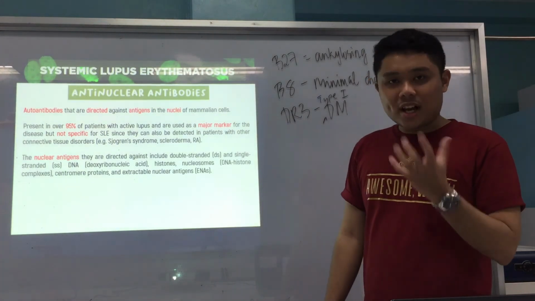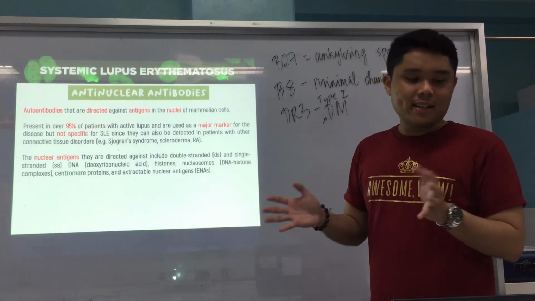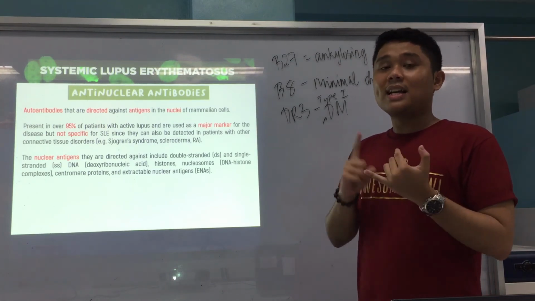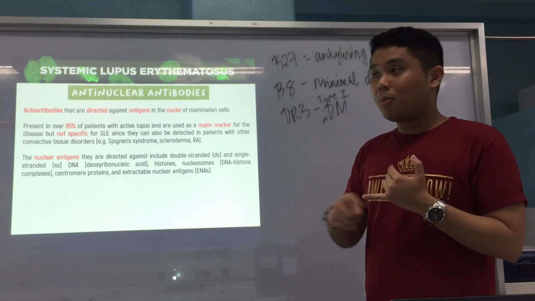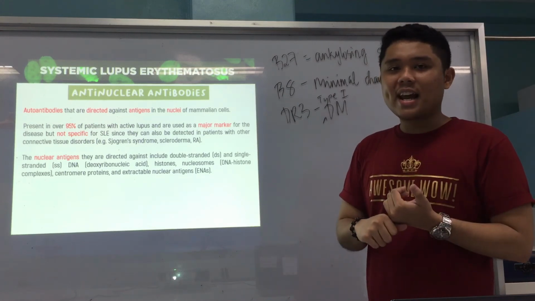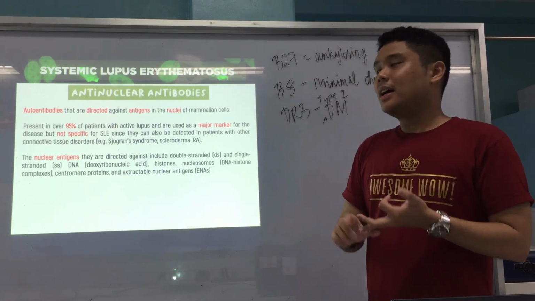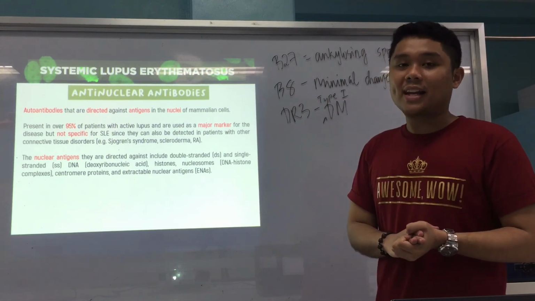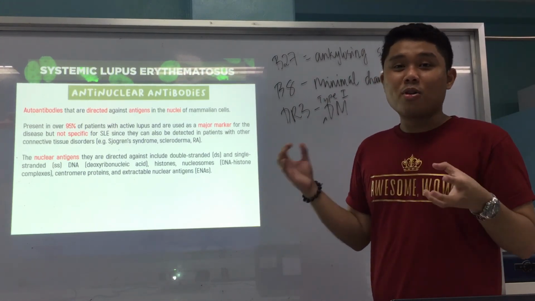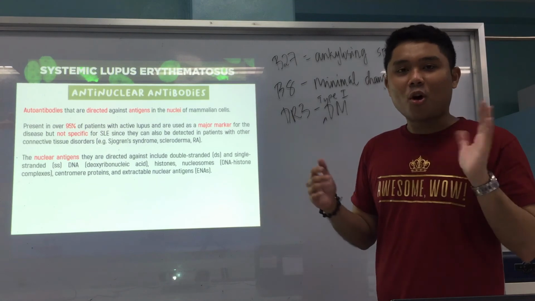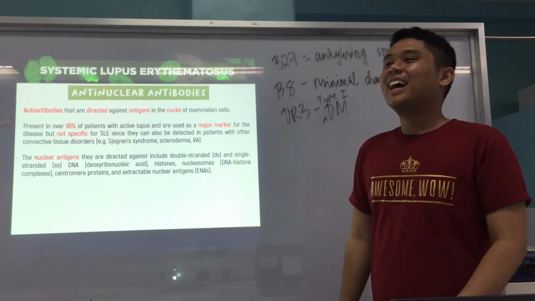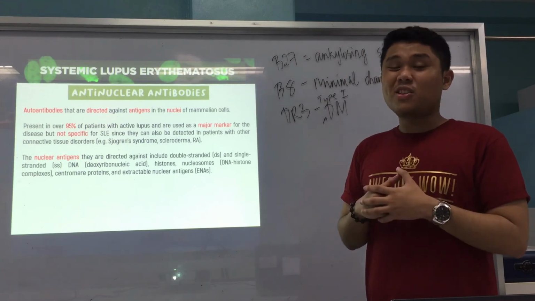Now, the nuclear antigens they are directed against can be varied, a wide range of nuclear antigens. These antibodies can attack your double-stranded DNA or single-stranded DNA, your histones, nucleosomes, centromere proteins, and extractable nuclear antigens. As you can see, these are all components of the nucleus. Can you recall from basic bio, anatomy, physio? Yes, components of the nuclei.